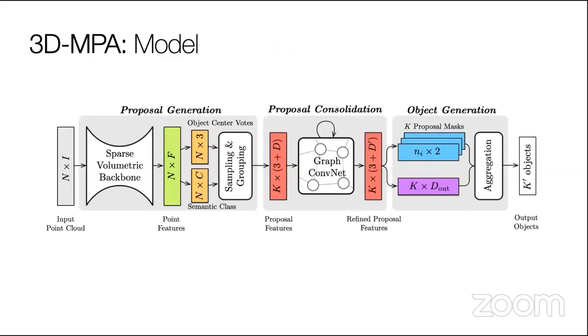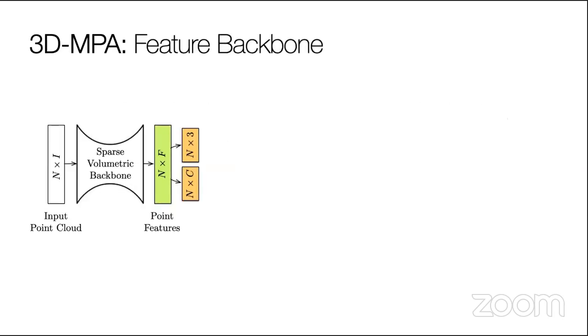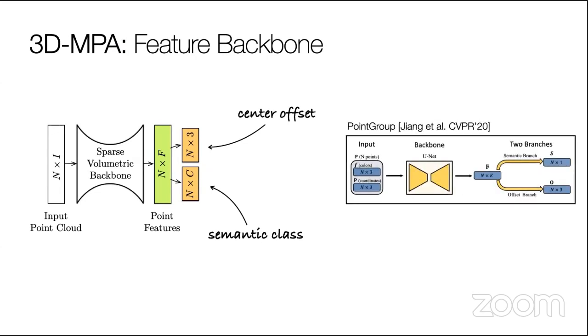Here we show our full 3D-MPA model. Let's now have a look at the individual components. The input to our method is a 3D point cloud consisting of N points with I-dimensional features. Here we use point positions, color, and normals. Similar to other recent methods, including PointGroup and OccuSeg, we rely on a sparse volumetric backbone to learn meaningful geometric and semantic features. In particular, for each point, we predict a semantic class and a center offset. Note that this setup is directly comparable to the backbone and the two branches of PointGroup.